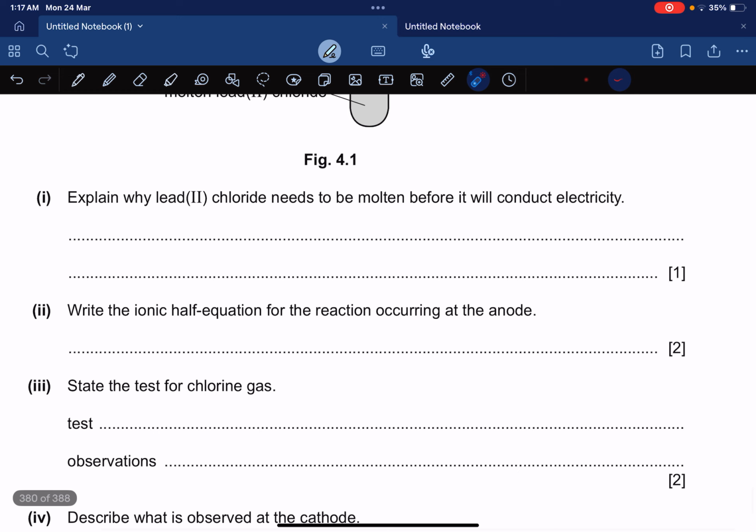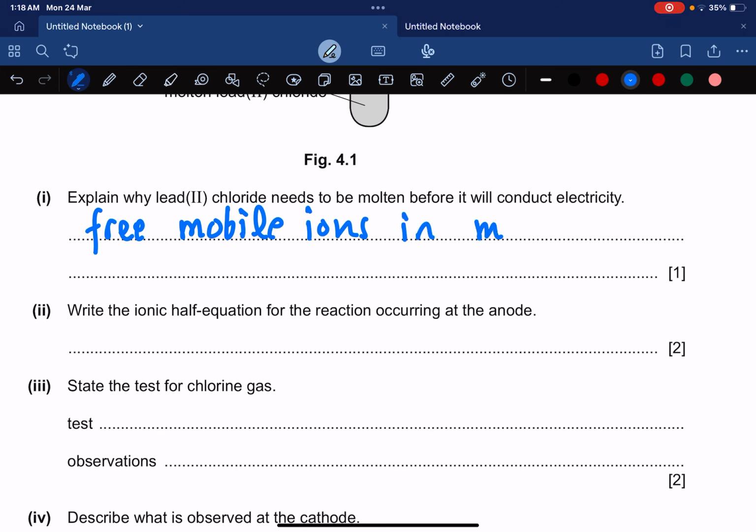Okay, explain why lead chloride needs to be molten before it conducts electricity. Actually, in the solid the lead ions and chloride ions are going to be stationary, or you can say in fixed positions. So in molten, they're going to be mobile ions. They can move. So you can write free mobile ions in molten lead chloride. Okay, and these mobile ions can basically conduct the electricity.